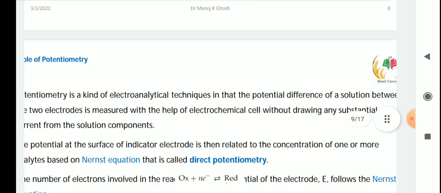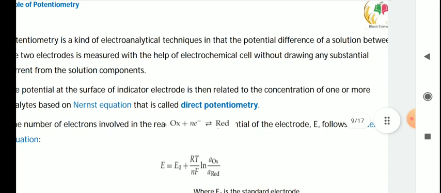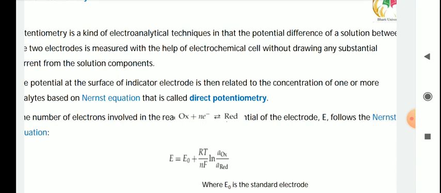Potentiometry is a kind of electroanalytical technique in which the potential difference of a solution between two electrodes is measured with the help of an electrochemical cell without drawing any substantial current from the solution component. Now, the potential at the surface of the indicator electrode is then related to the concentration of one or more analytes based on the Nernst equation. This is called direct potentiometry.